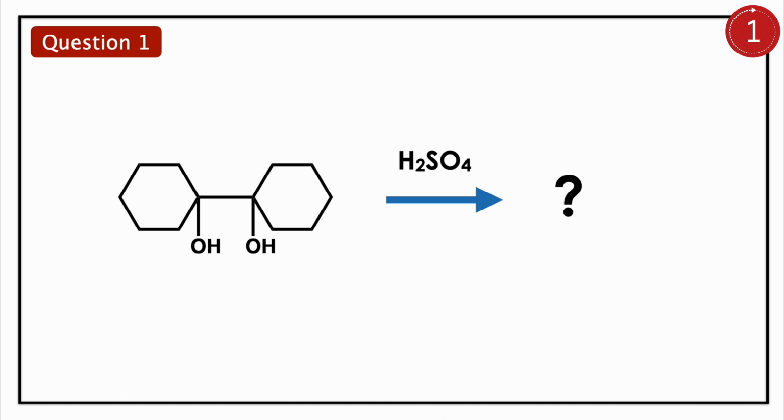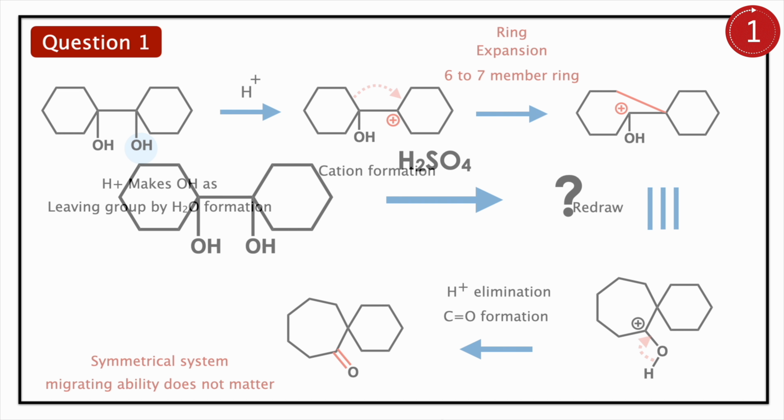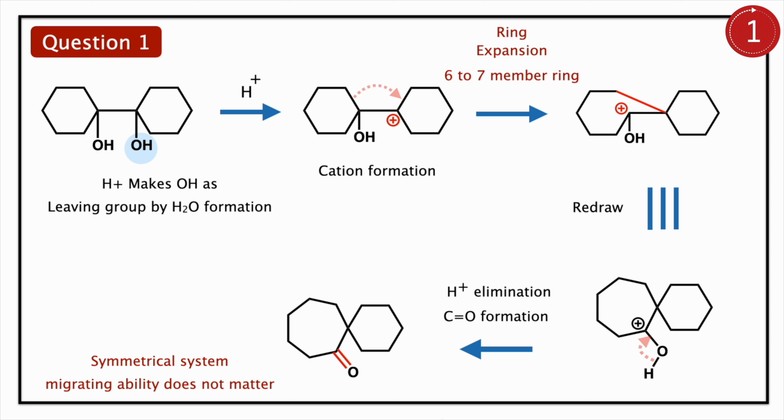Problems are the best way to learn, so we'll learn more by solving problems. Here you have a diol with a cyclic system, two cyclohexyl groups, two alcohols, and sulfuric acid. You should find what the final product will be. We will go step by step and go by the basics.